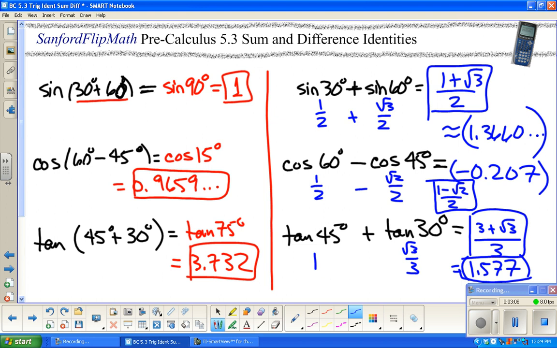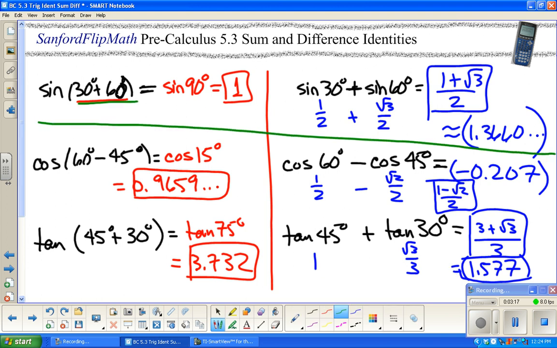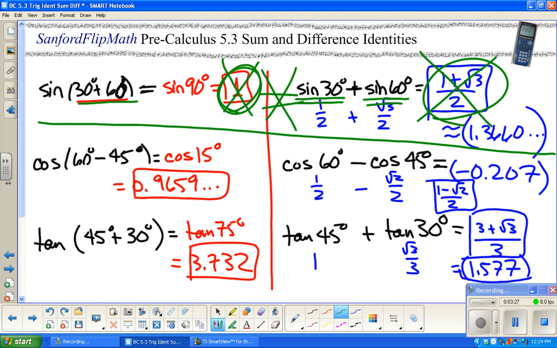Okay, so what's the point? Why do we care about this? Why are we doing all this calculator stuff? Well, here's my point. Look across. Sine of 30 plus 60 is not the same thing as sine of 30 plus sine of 60. This one is not equal to this. They are not the same. I mean, the numbers that were there were correct. They're just not equal to each other.